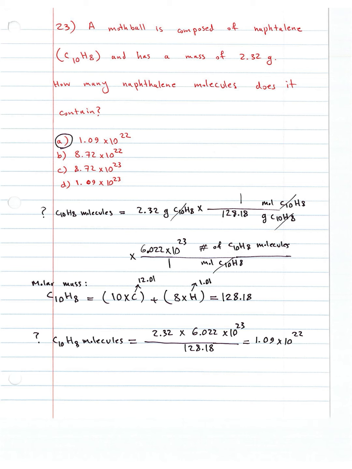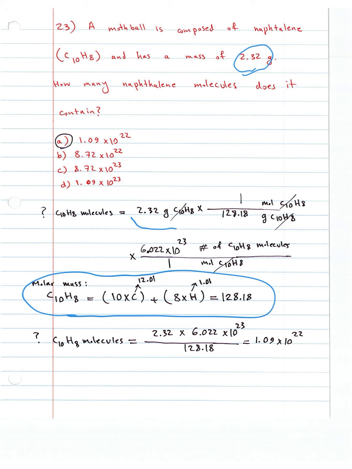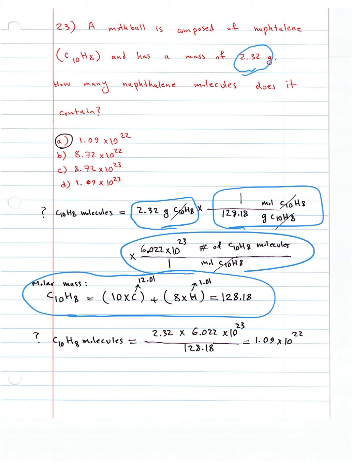A mothball is composed of naphthalene. We went through this example in class and it has a mass of 2.32. How many naphthalene molecules does it contain? You first calculate molar mass, and you know how to do it. If you have any issues, come to me and ask me. And then you say how many molecules equal this much of gram. With molar mass, you convert gram to mole, and then with Avogadro's number, you convert mole to number of molecules. And then you find this answer to be A.